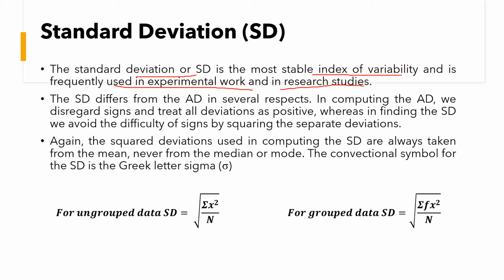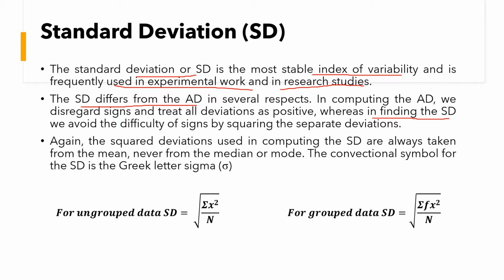Standard deviation differs from the average deviation. Average deviation is not popularly used in our research, but average deviation is only the deviation from the mean value, where we ignore or disregard the signs of plus and minus. So we consider all signs as positive, and then we calculate the average deviation from the mean value. But the important thing is that standard deviation is always taken from the mean value.